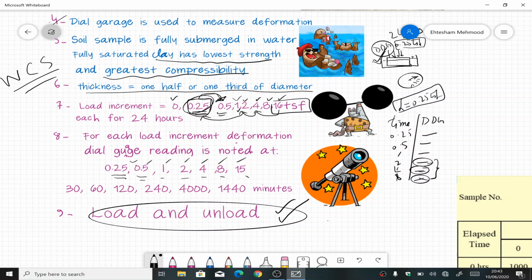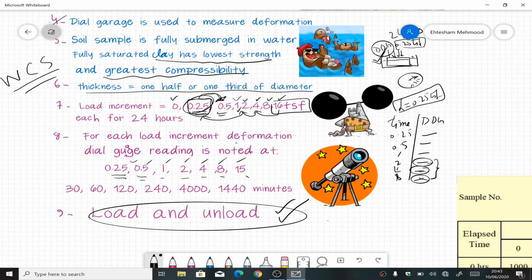Generally the unloading is done in a fashion that first we have loaded the specimen to 16 TSF, then we unload it to 4 TSF, and that stays there for a certain while, then we note the reading. After 4 we unload it to 1, that stays there for a certain time, and then we note the readings. So this is how the consolidation test is performed. After this the whole process is done, then we will go for calculations.